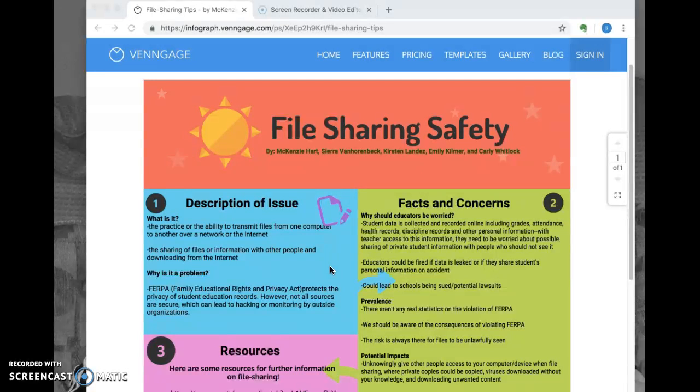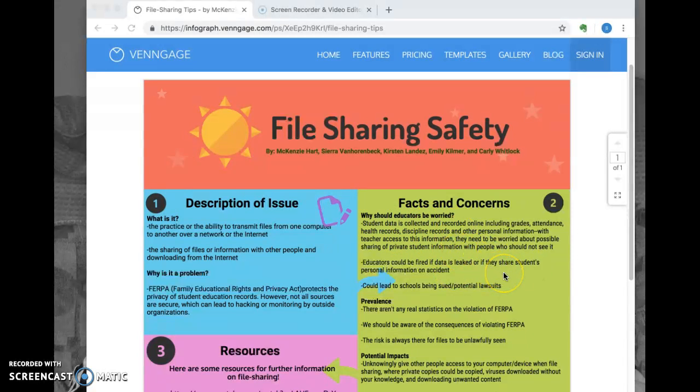So if educators are leaking any information about their students and the parents find out, or someone else gets information that they shouldn't have about a certain student, that teacher could get fired, and the school or university they work at could get sued. It could eventually lead to lawsuits, and it's just a huge mess.